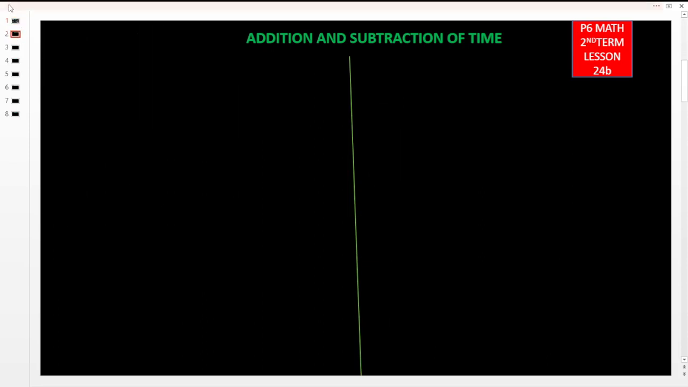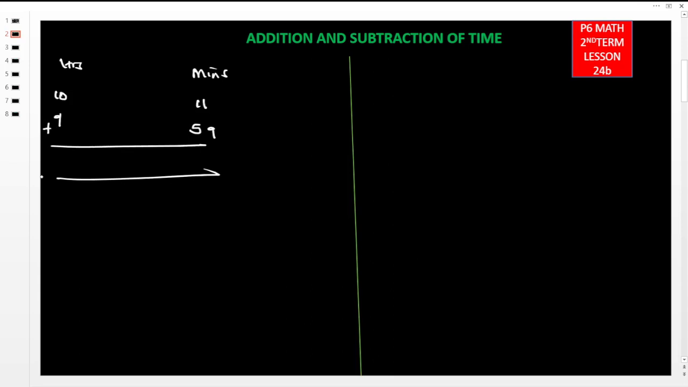Okay, let us get another example here. So we have hours here and the minutes here. If we have 10 hours and 11 minutes, then we have 9 hours and 59 minutes here. So we are adding. We don't put the answer directly. We first add from down, then we see whether we have exceeded the 60 or we haven't. 1 plus 9 is 10.